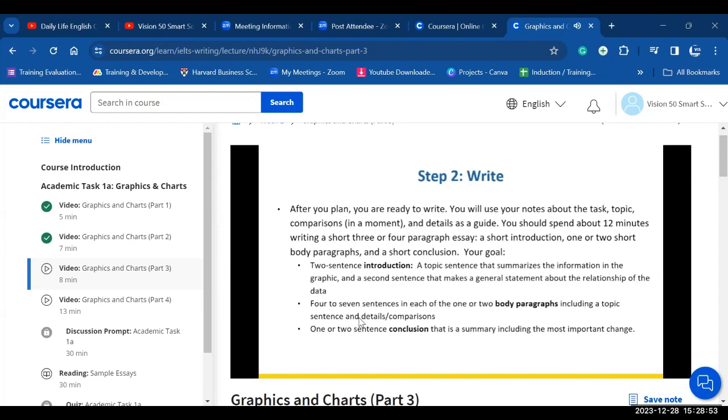And your conclusion can be 1 to 2 sentences that will include the most important changes that happen throughout the graphic.